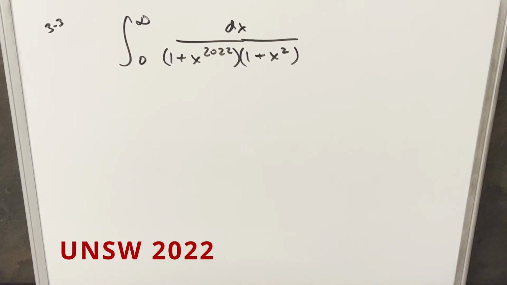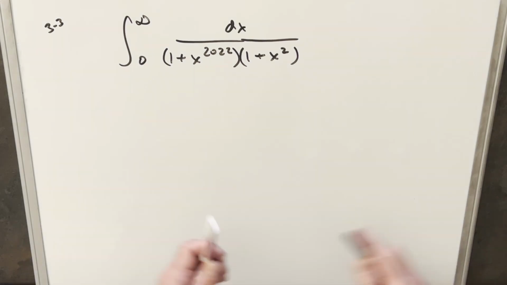Hey, we have here today an interesting integral from the UNSW Integration Bee 2022. This was knockout round 3, problem 3. We have the integral from 0 to infinity of dx over (1 plus x to the 2022) times (1 plus x squared).